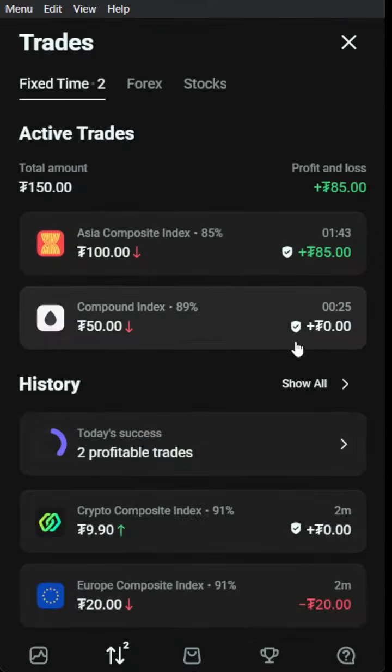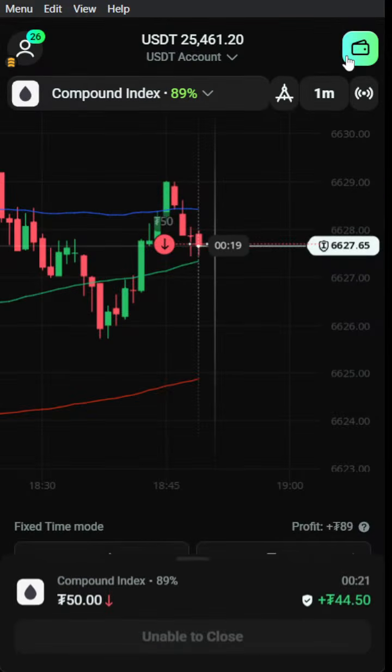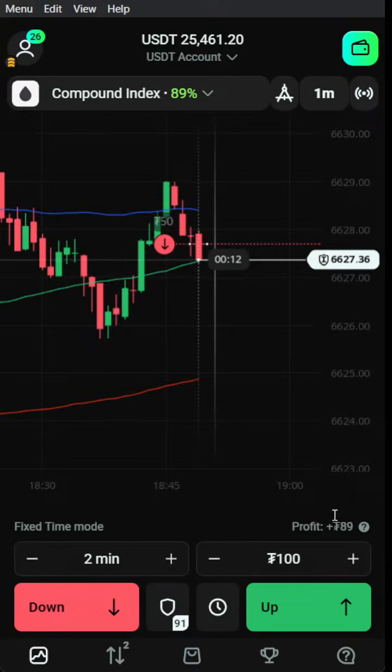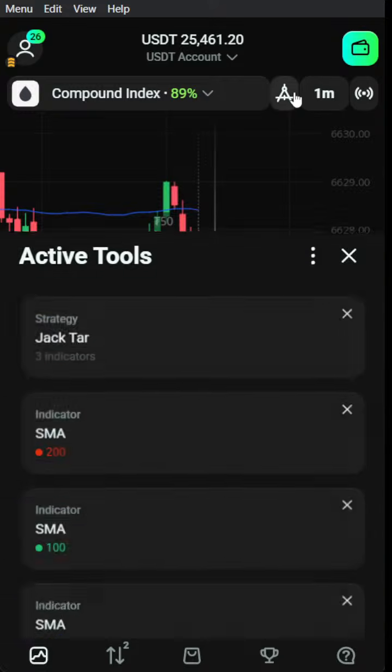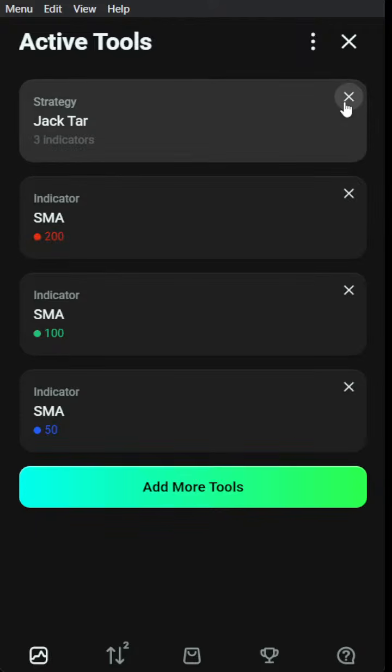Okay, so I have 2 active trades at the moment. This one is also fluctuating. This one is also fluctuating. Let's see how to apply SMA. Okay, now let's do one thing. While these trades are on, I will show you how to apply the SMA for the traders who are not at expert level, because this is an expert level strategy.